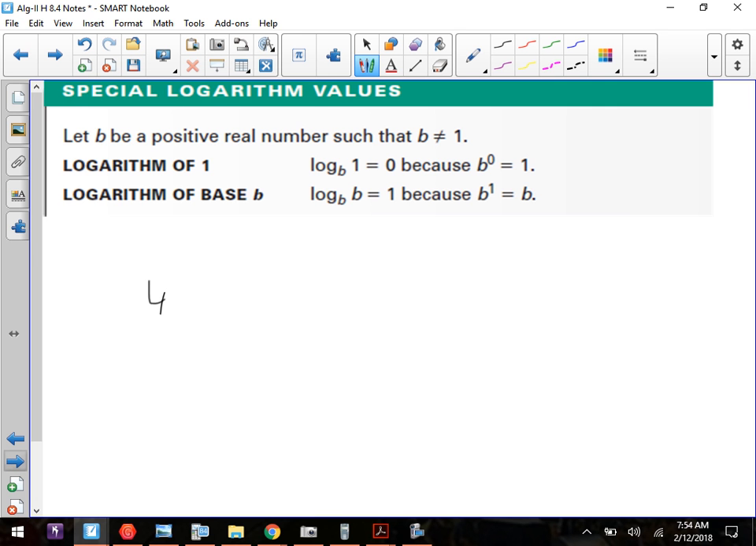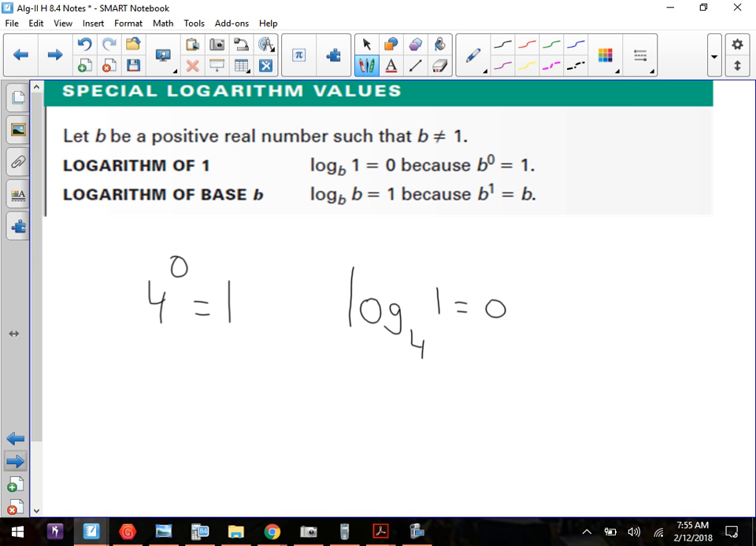We know that 4 to the 0 is 1. You guys agree with me on that? If I wrote that in terms of the logarithm, it would look like this. Log base 4 of 1 is 0. Right? That's what that looks like. That's an equivalency.